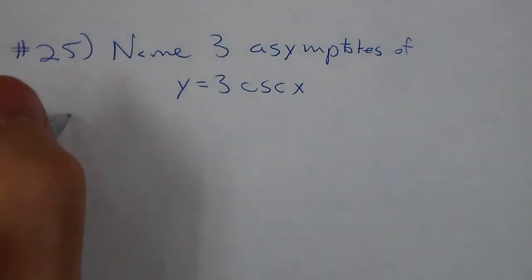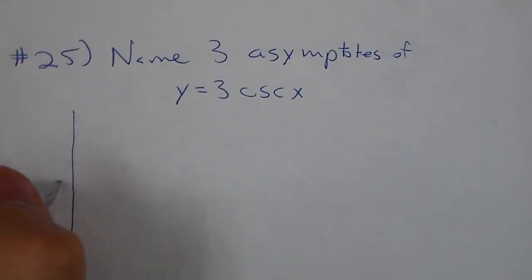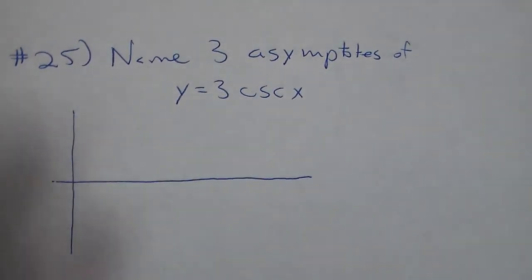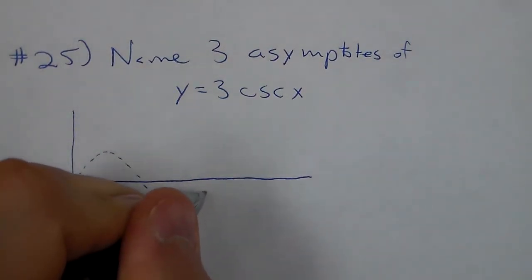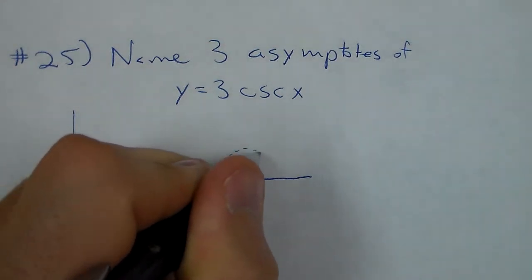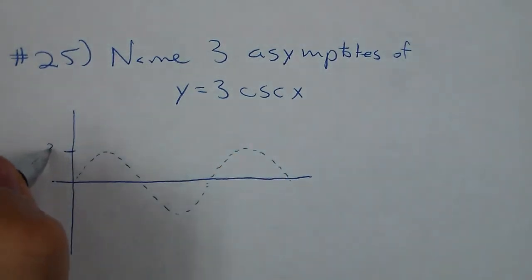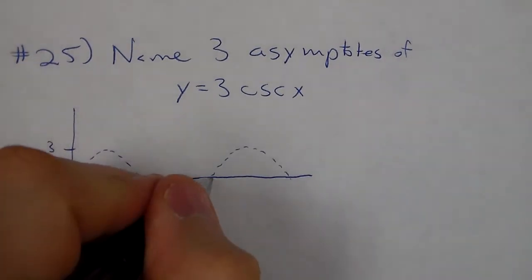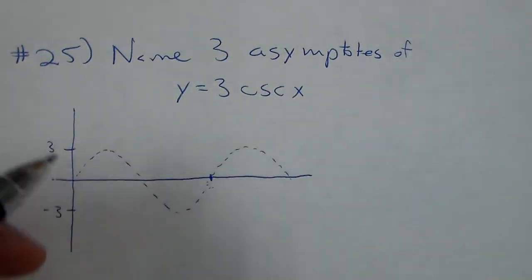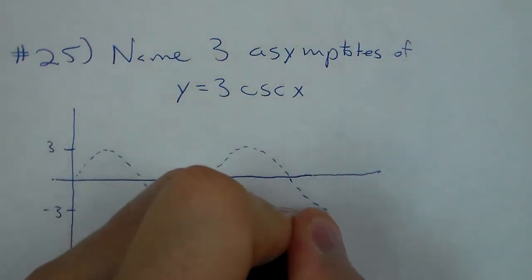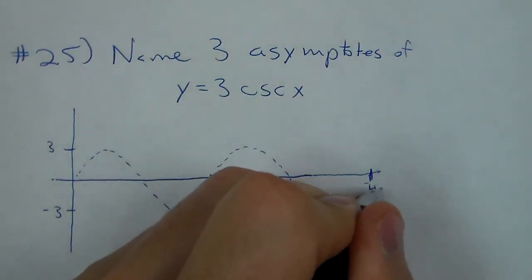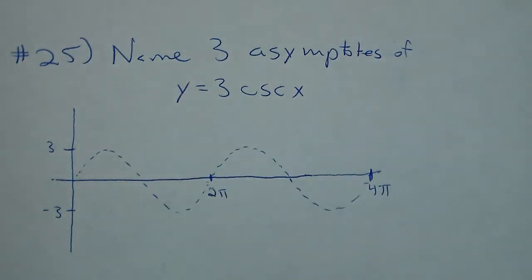So if we need to name 3 asymptotes of y equals 3 cosecant x, we first need to graph the function. Now cosecant is the reciprocal of sine, so I'm going to graph a dotted sine curve here. And in this case the amplitude is 3, so we have 3 and negative 3. Not really necessary to the problem. We know the period is going to end at 2 pi. And 4 pi would be the end of the second period.